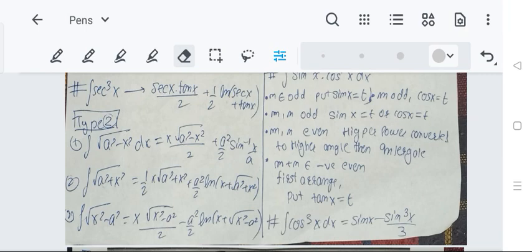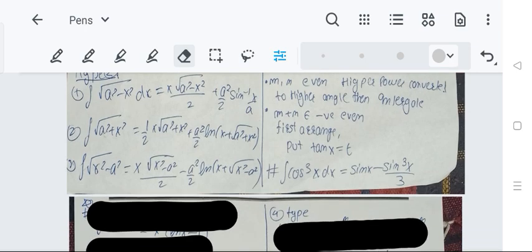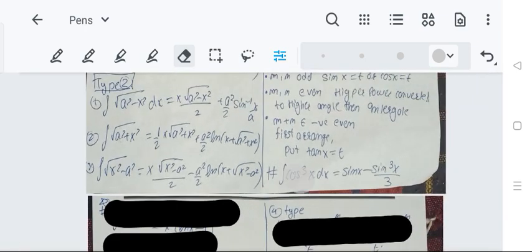See, here I said secant cube integration, and here cos cube integration.